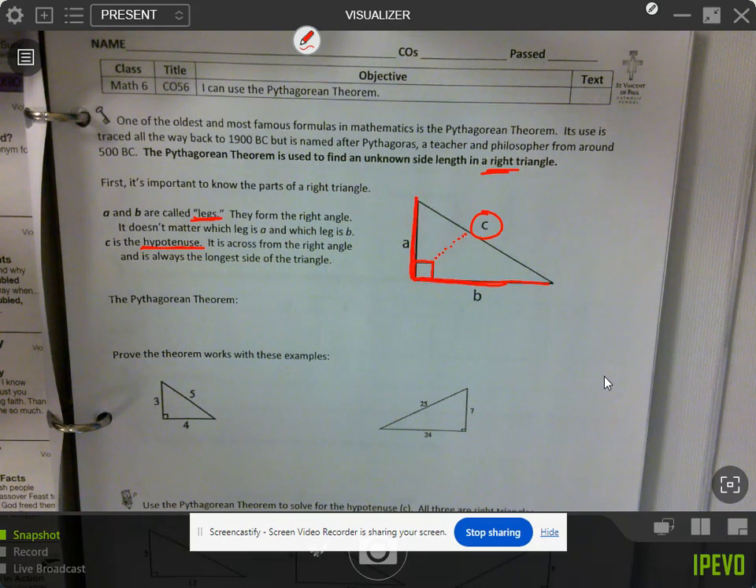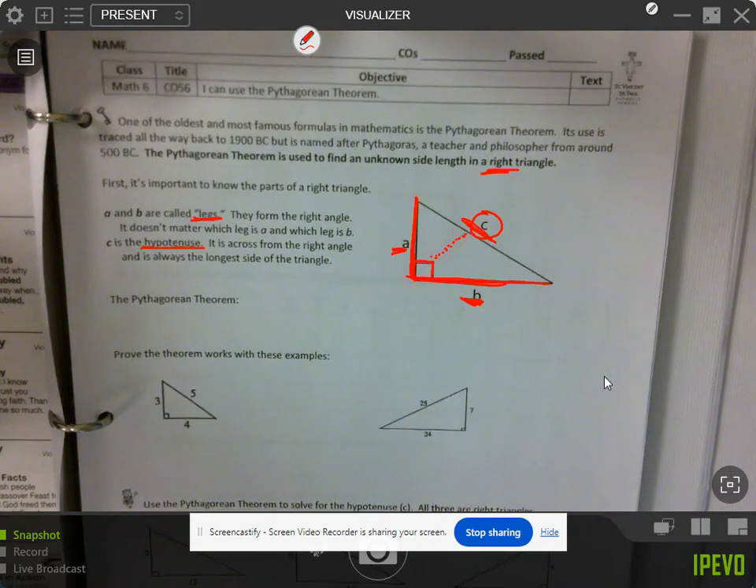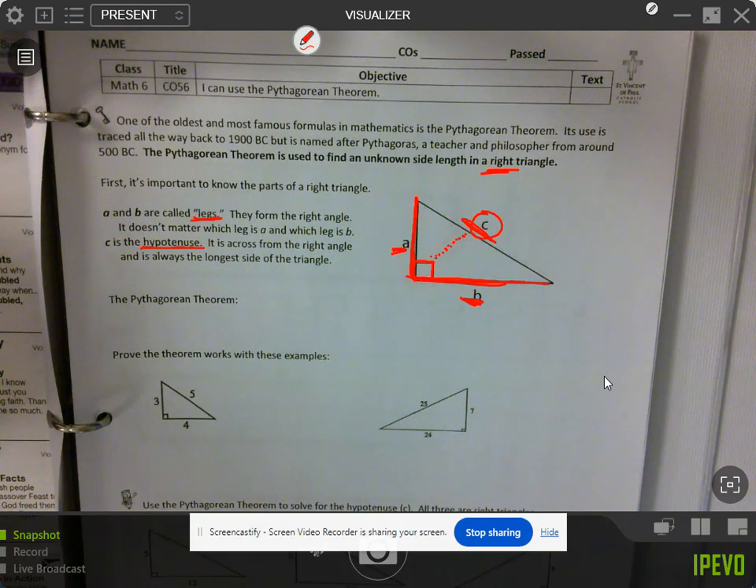So we have a leg, and across from that right angle is the hypotenuse. The hypotenuse is always across from that right angle. That is C. It's important that we know we're going to use those same letters, A, B, and C. A and B form that right angle. C is across from the right angle. And it's always the longest side. When we have a right angle, that hypotenuse is always going to be the longest side.